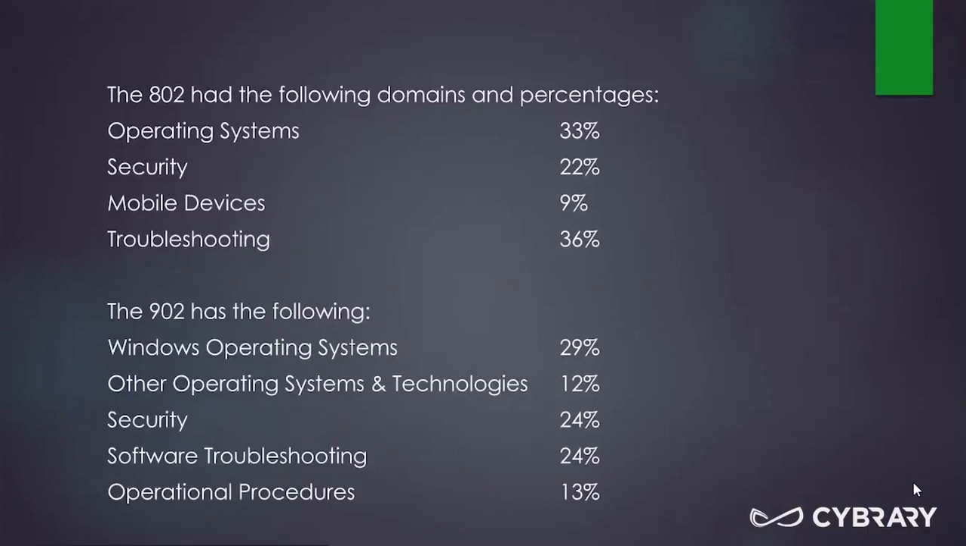The 802 had the following domains and percentages. Operating systems was 33%, security 22%, mobile devices 9%, troubleshooting was 36%. The 902 has the following: Windows operating systems 29%, other operating systems and technologies 12%. You're starting to get tested on Linux, command line tools, that sort of thing. Security is 24%, so is software troubleshooting, and operational procedures 13%.